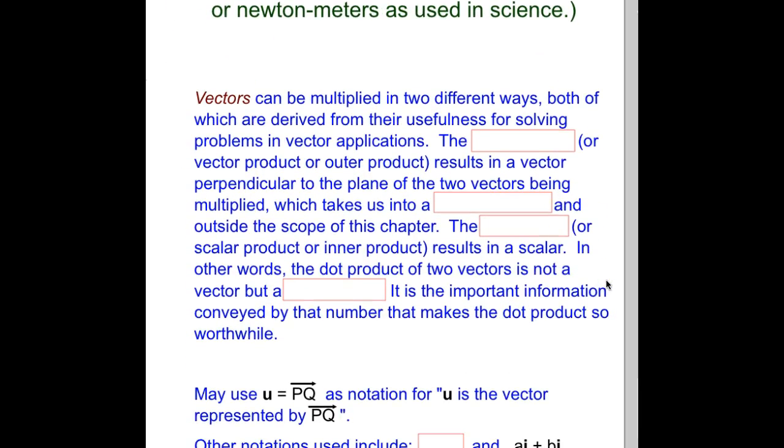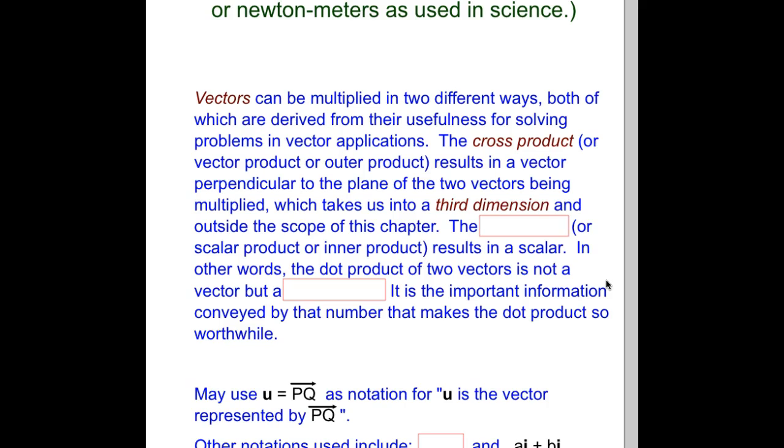Vectors can be multiplied in two different ways, both of which are derived from their usefulness for solving problems in vector applications. So we have two types of products. The first one's called the cross product, or the vector product, or the outer product. Different books refer to it different ways. The cross product results in a vector that is perpendicular to the plane of the two original vectors. Okay, so you take two vectors in a plane, and your cross product is actually going to be a vector perpendicular to that, which means we've now moved into three-dimensional space instead of two-dimensional space. All right, and that is beyond what we're going to do in this class.